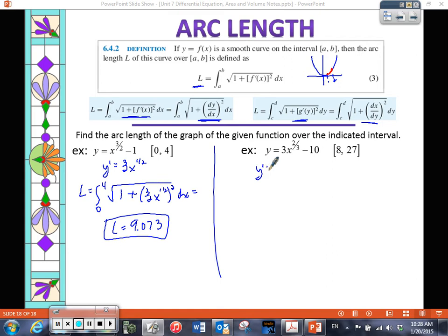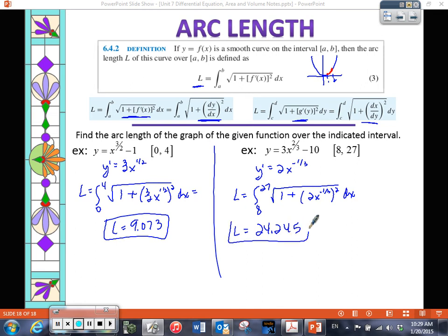We need to find the derivative, so y prime is going to be, let's see, 2x to the negative 1/3. And so we utilize our formula, arc length equals the integral from 8 to 27, square root of 1 plus our first derivative squared, and we get, again using our calculator, 24.245.